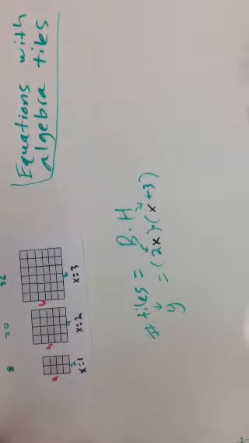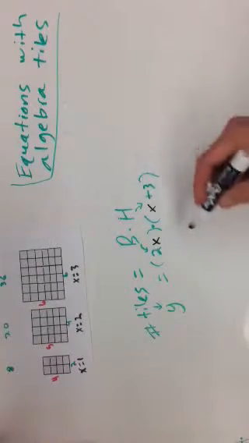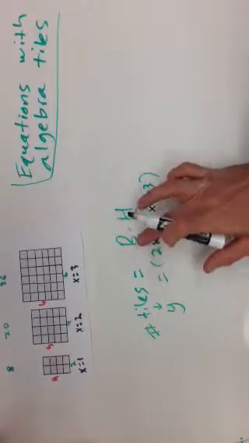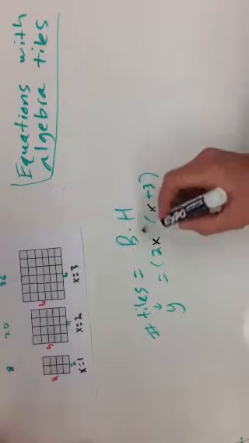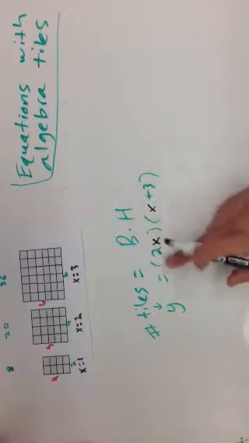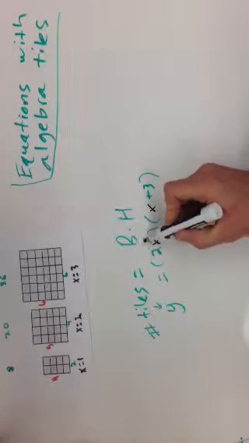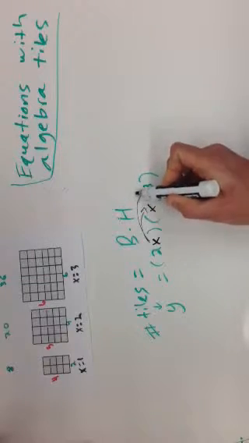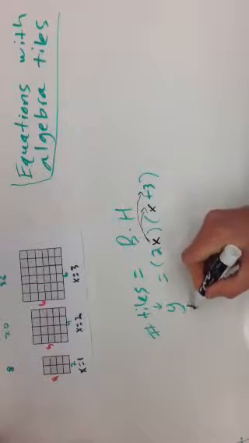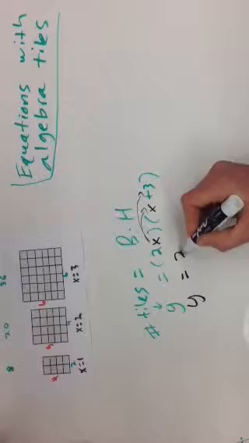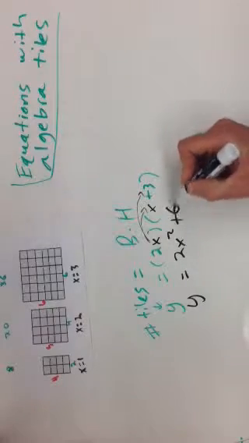Now watch what happens with this equation. This is a totally fine equation, but I'm going to distribute this and clean it up a little bit, make it look a little nicer. If these two things are multiplied together, I can distribute that 2x. And so another form of this equation is y equals 2x squared plus 6x.